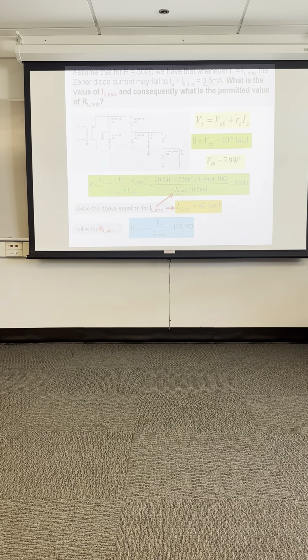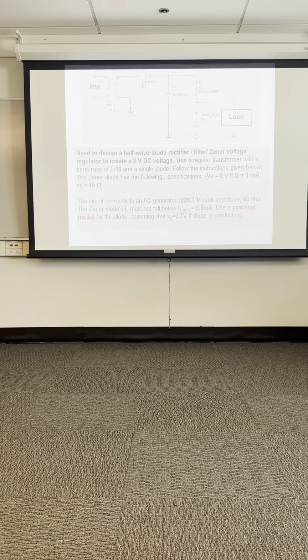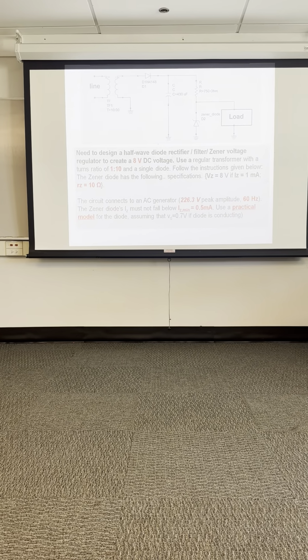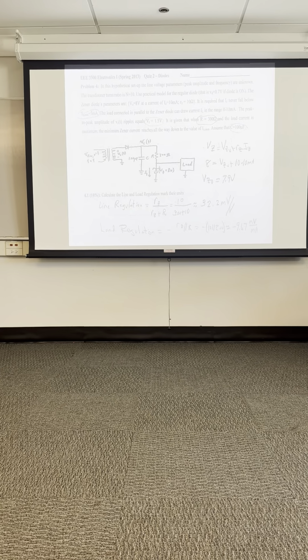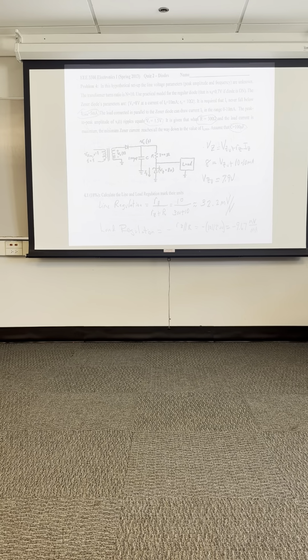Now I'll leave it for you to go through the math of what's given in here. And there are some simple examples of Zener circuits here. This one is hypothetical, and this is fictional. It says peak frequency and amplitude are unknown, and there's a transformer. The ratio is 1 to 10. The Zener current is 10 milliamp. I sub Z is 10 ohms.